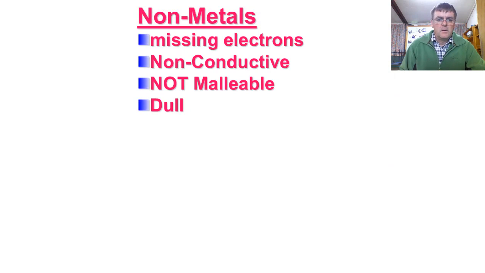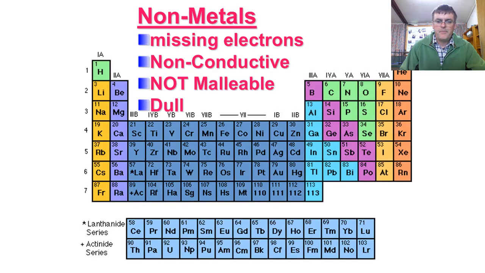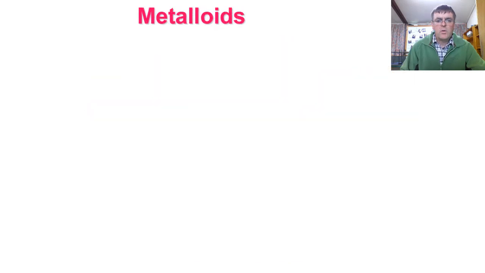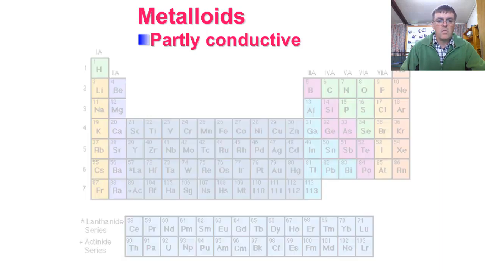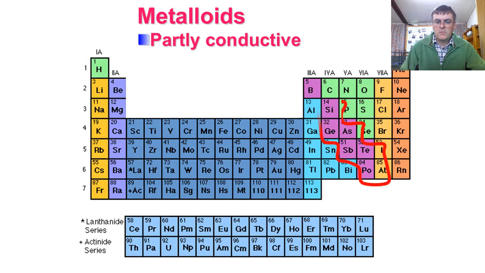Okay, non-metals. These guys are missing electrons, they haven't lost any, it just means that their outside shell is almost full, so they're sort of missing one or two to fill it right up. They don't conduct, you can't beat them into shape, and they're not very shiny, they're dull, and that's them over there. And then we've got the ones in between, the metalloids. Some conduct, or they conduct sort of, not very well, and that's those few there in between.